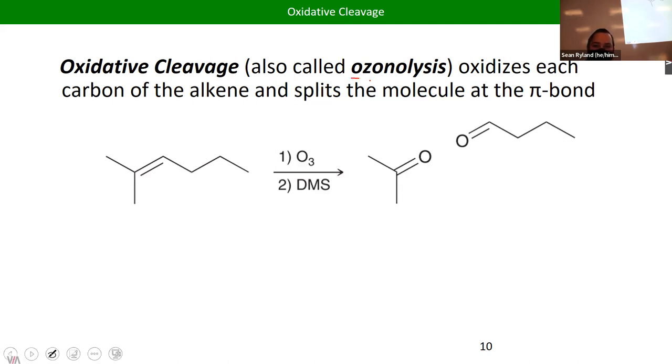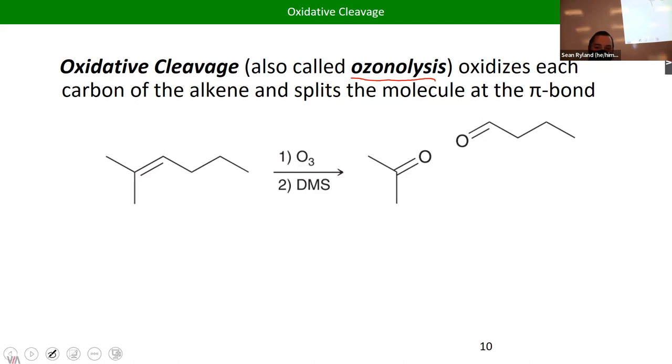Ozonolysis is technically the more specific version of, there are other versions of oxidative cleavage you can use. But in most cases, we're talking about ozonolysis for this class anyway. And the reaction looks fairly straightforward. You just add ozone, O3, to an alkene, and then you add DMS, which is dimethyl sulfide.